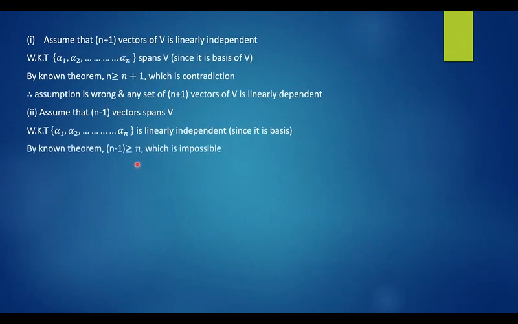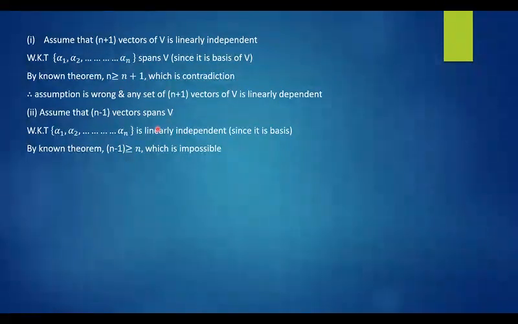Again, by the known theorem, spanning vectors are always greater than or equal to linearly independent vectors. In this case, the spanning vectors are n minus 1 and the linearly independent vectors are n elements. So by the known theorem, we can write n minus 1 is greater than or equal to n, which is also impossible. That means it gives a contradiction.